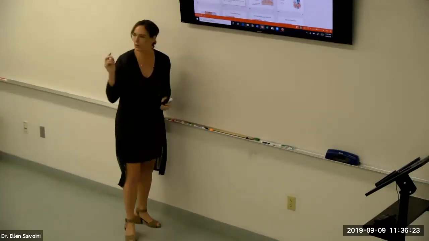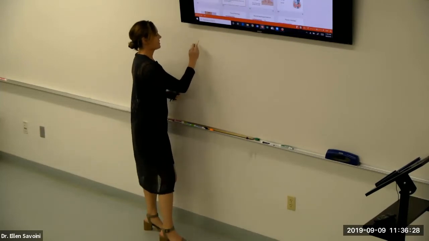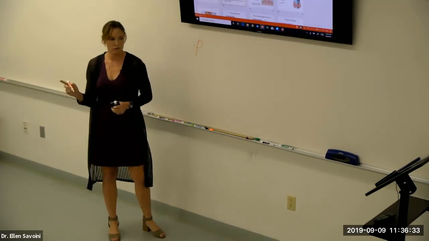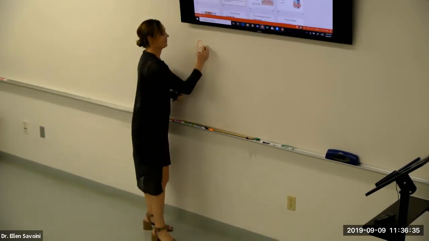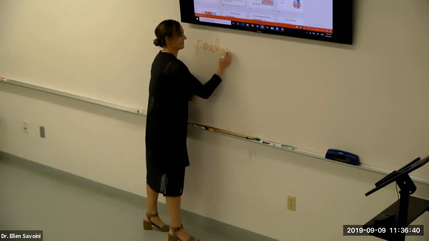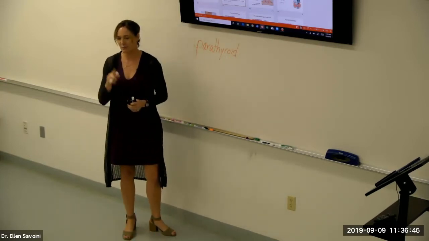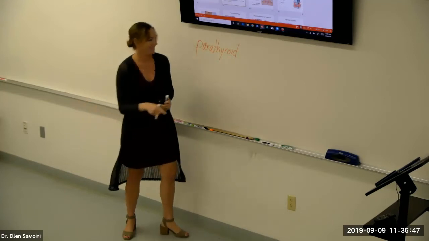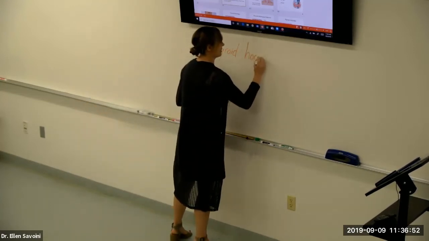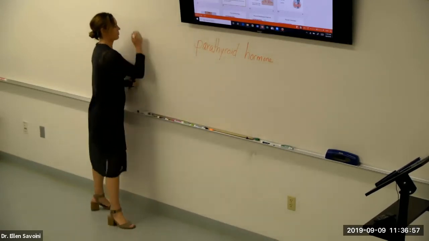So let's do the parathyroid first. The parathyroid gland sends out which hormone? Oh, parathyroid. Parathyroid gland releases parathyroid hormone. We got a lot of paras here, so this is where the confusion can often arise. What is the job of parathyroid hormone?